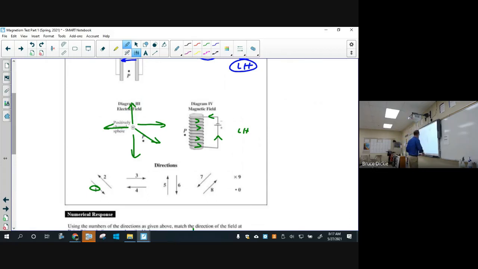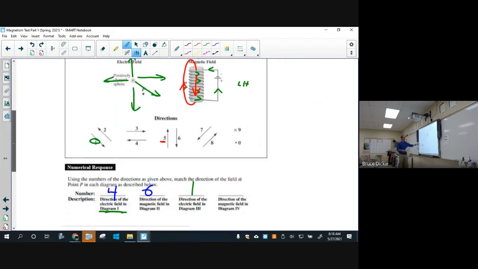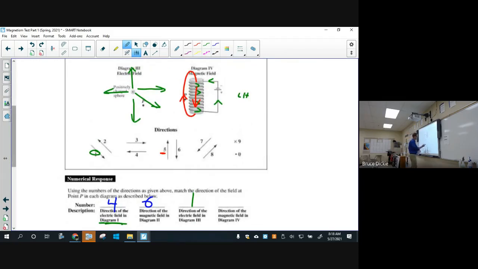So if my thumb points downward, the magnetic field inside this coil is downward, but outside this coil at point P, it's going to point upward. A lot of you put 5 for that one because you recognized that the magnetic field is pointing downward, but that's inside the coil. We're looking for the magnetic field outside the coil. So my answer for this one would be 5, I should say. 4, 6, 1, 5, upwards.